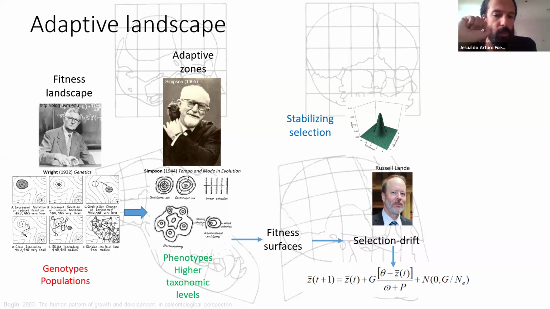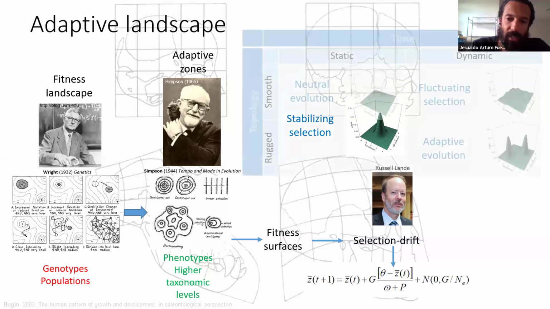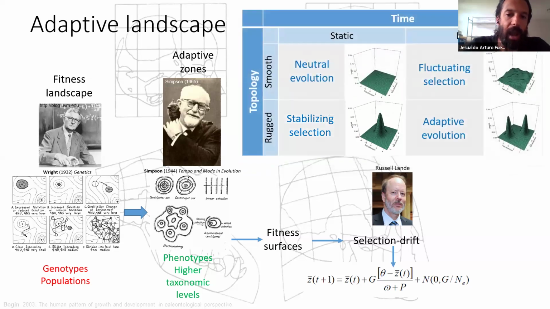One is the fitness surfaces that were proposed by Lande. These use population parameters and a mathematical model that basically balances the effect of selection and drift. The advantage is that we can model specific evolutionary processes in this framework. In principle, it is designed to model stabilizing selection. But if we modify the topology in that equation and how it changes through time, we can model other processes too, such as neutral evolution, fluctuating selection, and adaptive evolution.